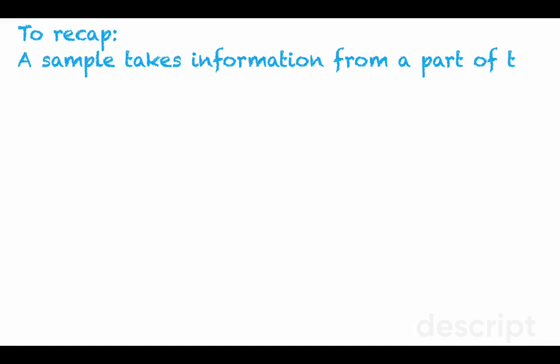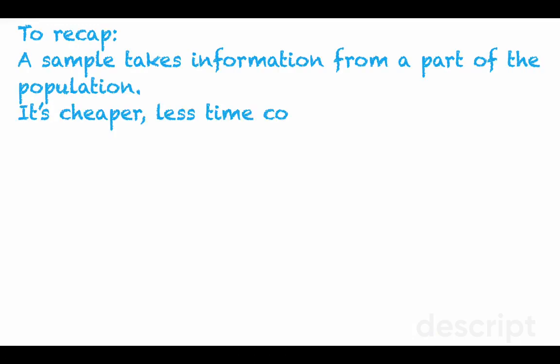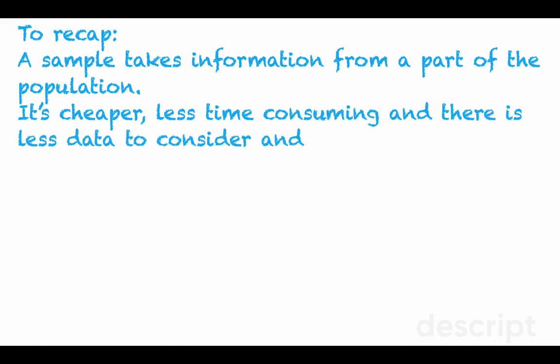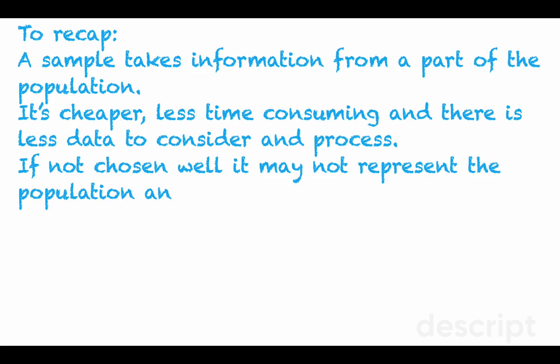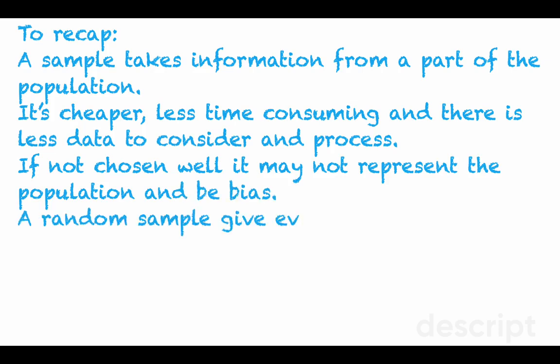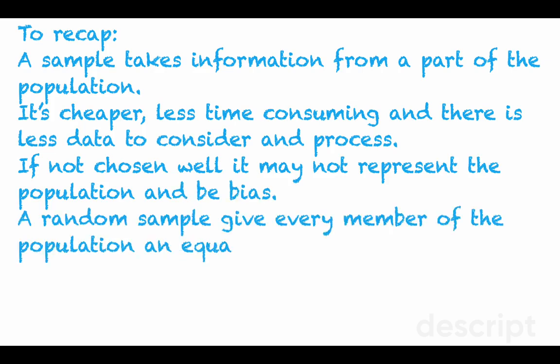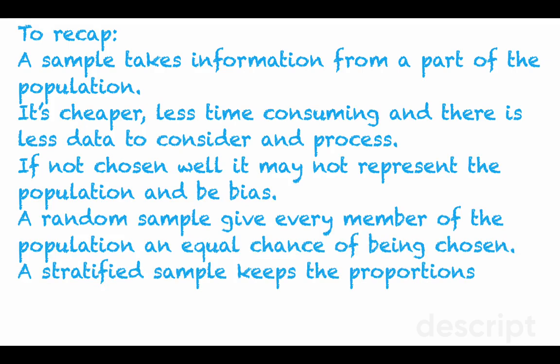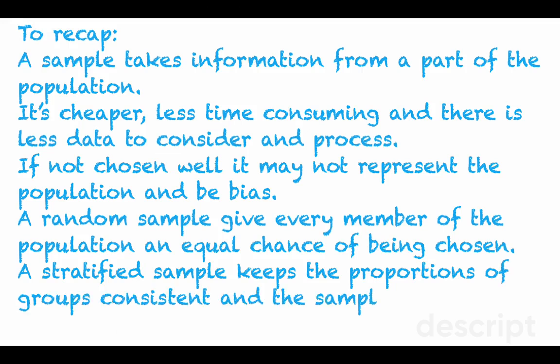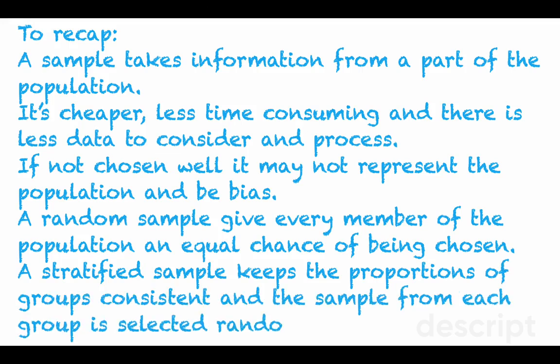To recap, a sample takes information from a part of the population. It's cheaper, less time-consuming, and there is less data to consider and process. If not chosen well, it may not represent the population and be biased. A random sample gives every member of the population an equal chance of being chosen. A stratified sample keeps the proportions of groups consistent, and this sample from each group is selected randomly.